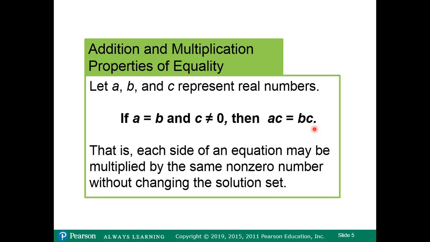Now let's look at the multiplication property. Let A, B, and C represent real numbers again. If A and B are equal and C is not equal to 0, then A times C is equal to B times C. Again, if you multiply both sides of an equation by the same number, they will still be equal, as long as it's a non-zero number.